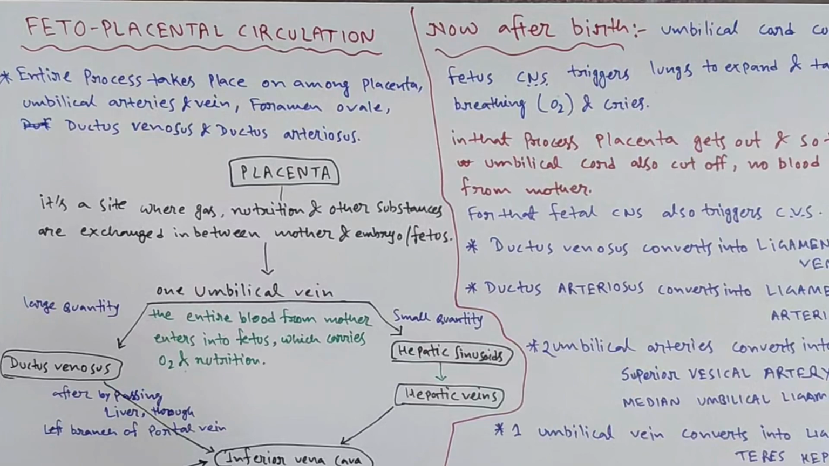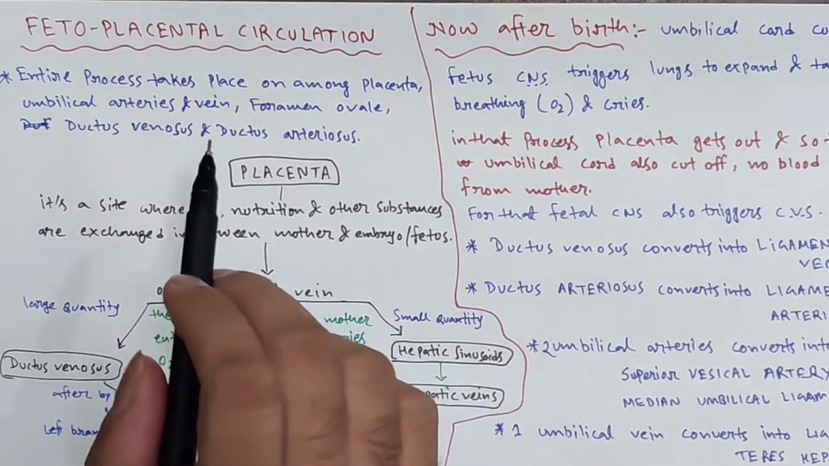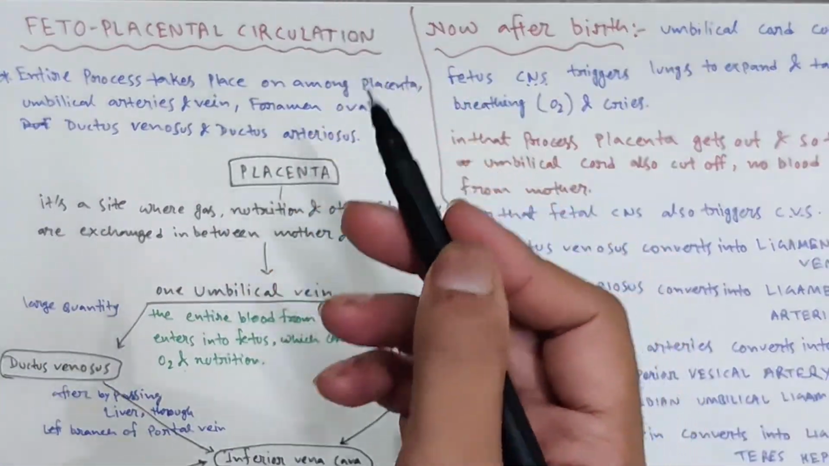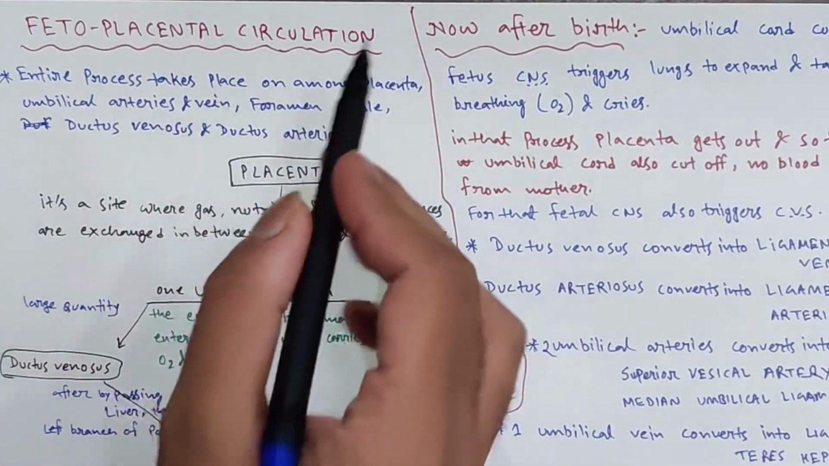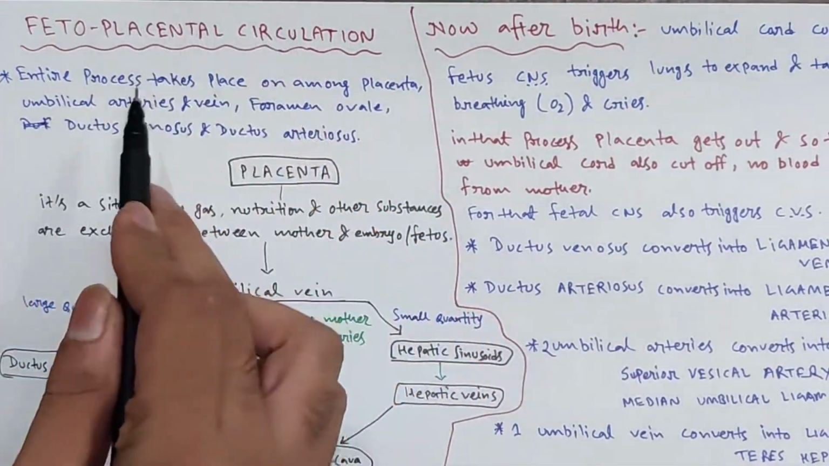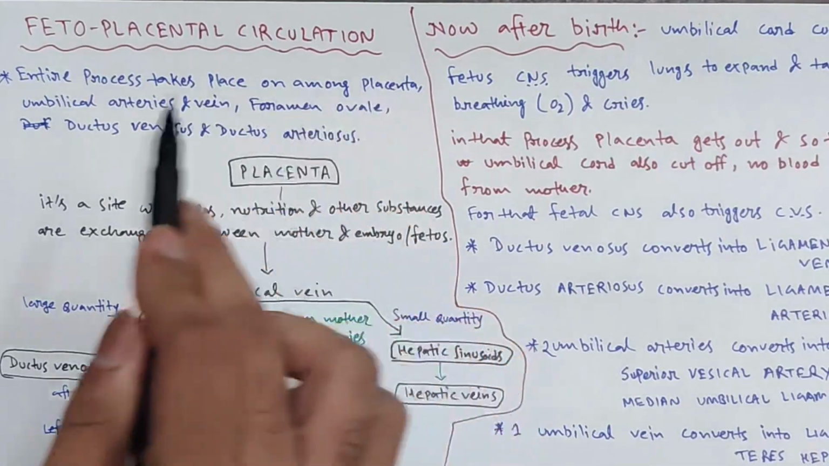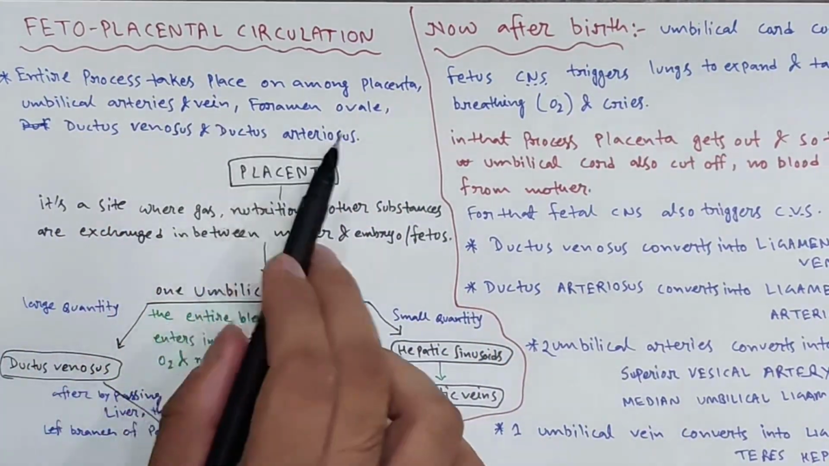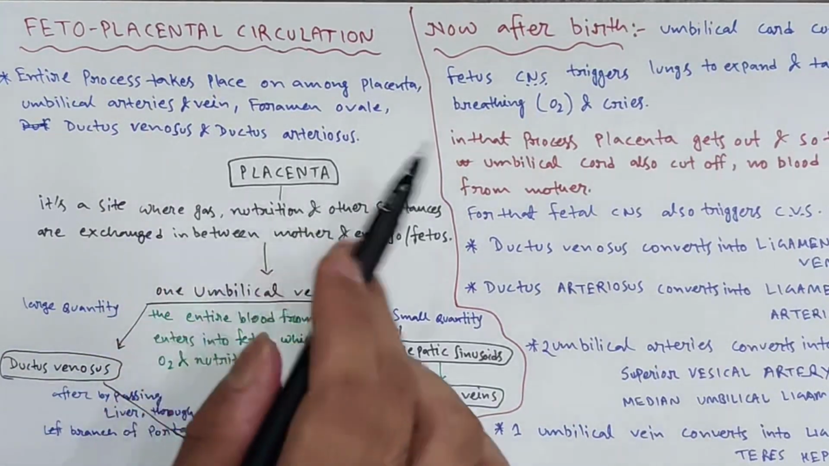Hello and welcome. Today's topic is our feto-placental circulation, a blood circulation which occurs inside the fetus through the placenta. The entire circulation process takes place among the placenta, umbilical arteries, umbilical vein, foramen ovale, ductus venosus and ductus arteriosus.